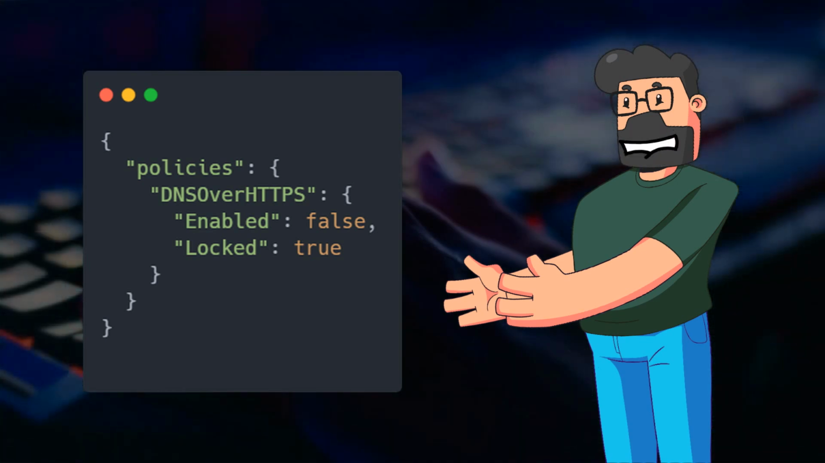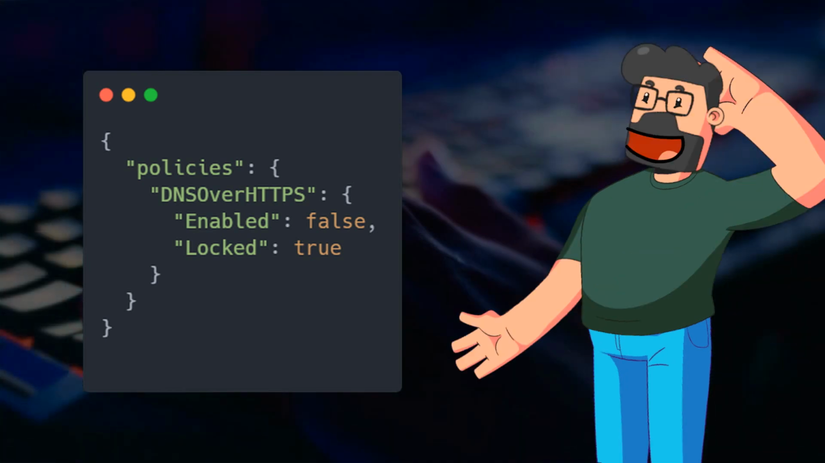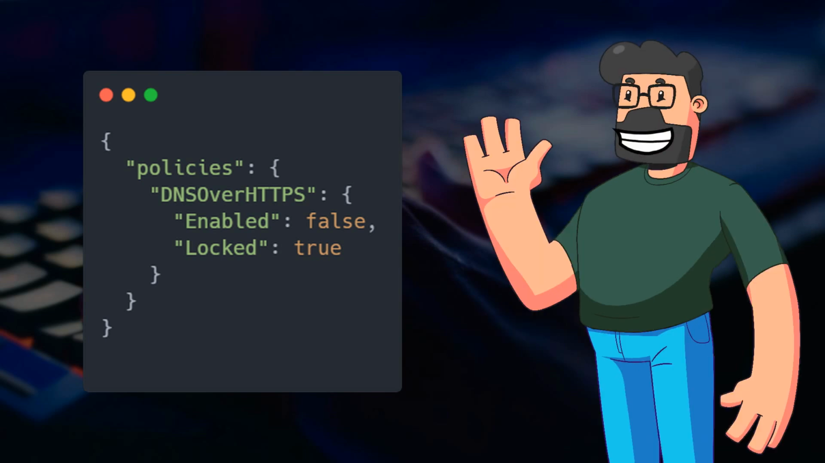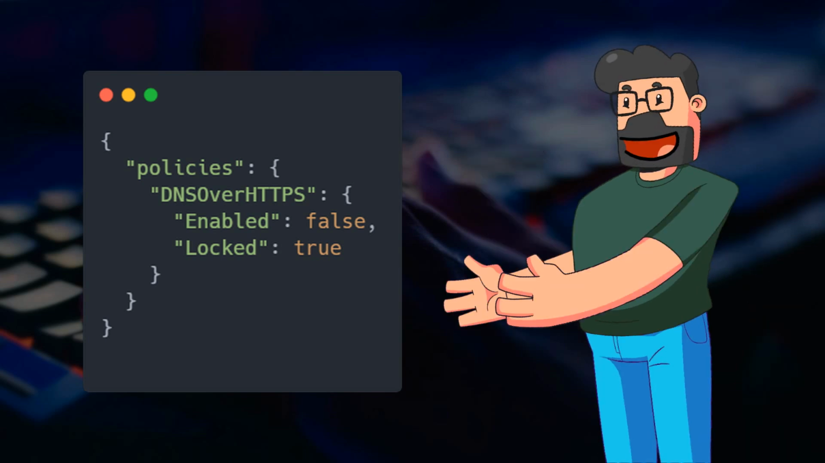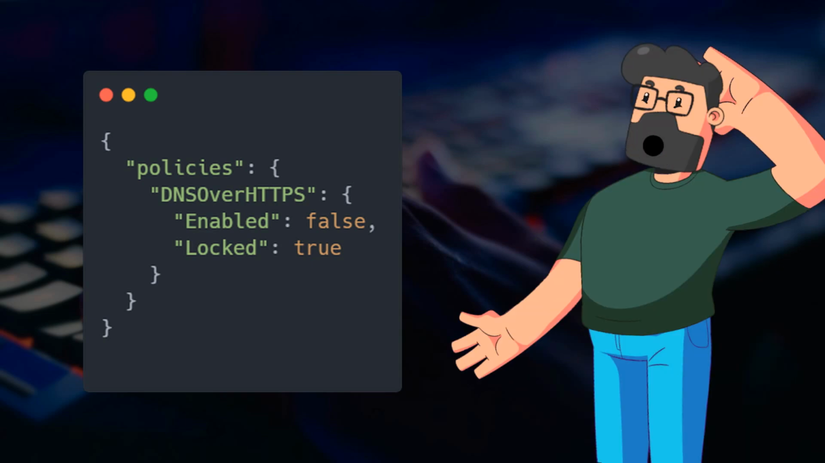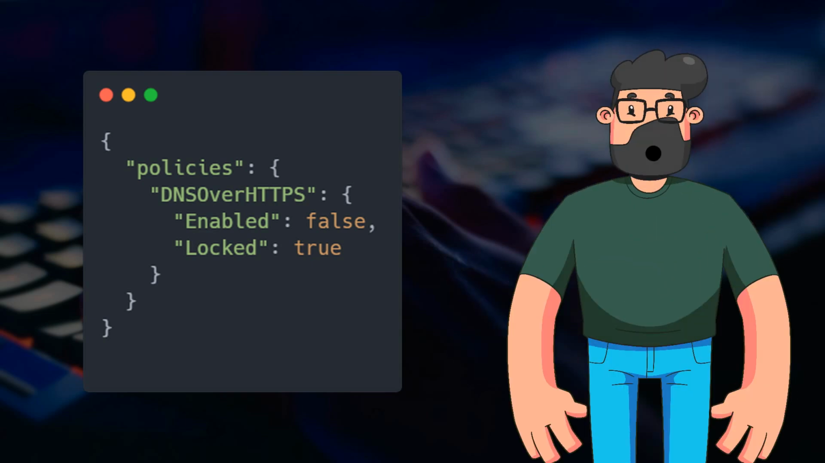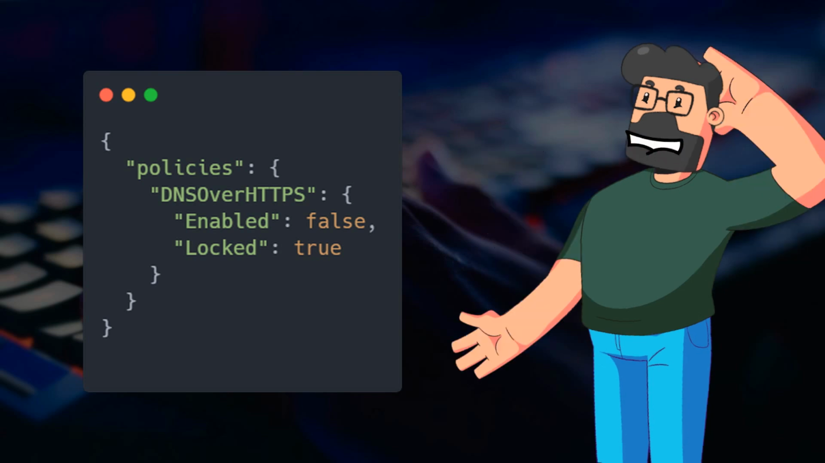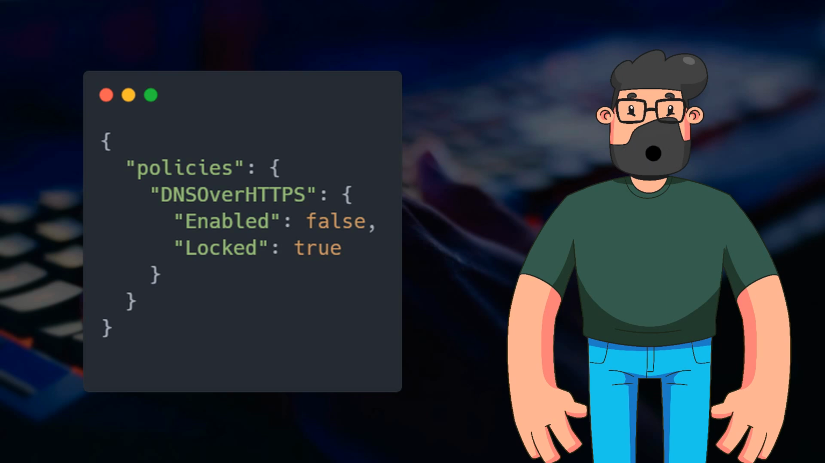To implement this solution effectively, you can set the policy DNSOverHTTPS, Enabled false, Locked true, in your policies.json file. By setting enabled to false and locked to true, you effectively disable the feature and prevent users from making any changes to the DNS over HTTPS settings.